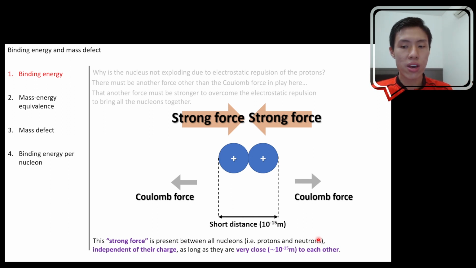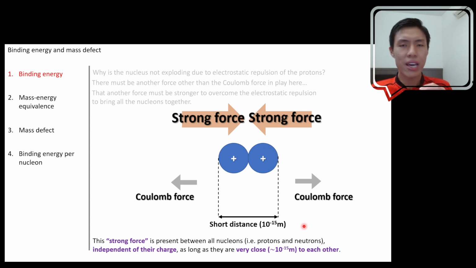But for it to exist, you have to fulfill one very important requirement. So it's independent of their charge. The charge is irrelevant over here, but the requirement you need to achieve is that they are very, very close to each other. You want these protons and these neutrons to be very, very near to each other, around the order of 10 to the power negative 15 meter. If they are further away than that, then this strong force will not be significant. You will not be able to observe a significant strong force to attract them together.